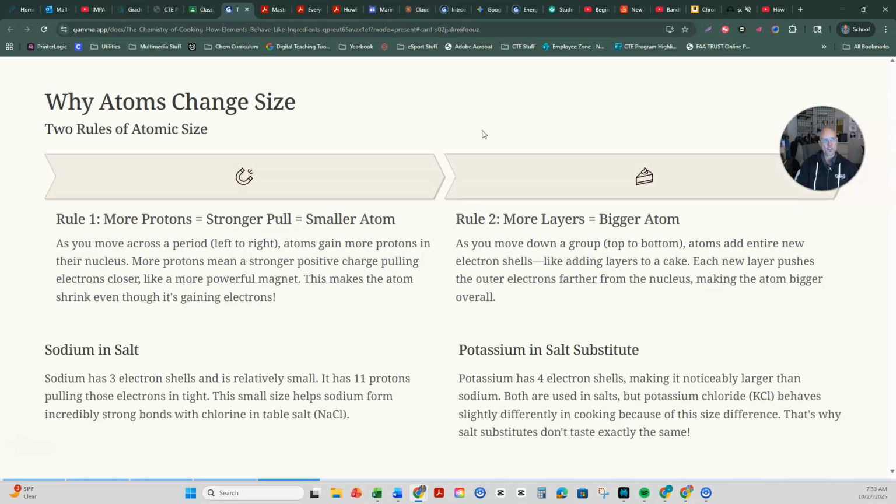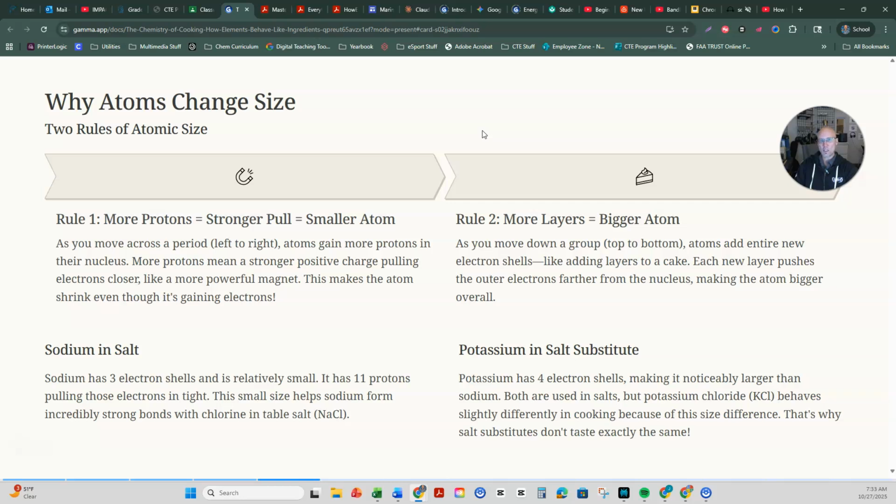So why do atoms change size? Two rules of atomic size. Rule number 1, more protons equals stronger pull equals smaller atom. As you move across the period, left to right, atoms gain more protons in their nucleus. More protons means a stronger positive charge pulling electrons closer, like a more powerful magnet. This makes the atom shrink even though it's gaining electrons.